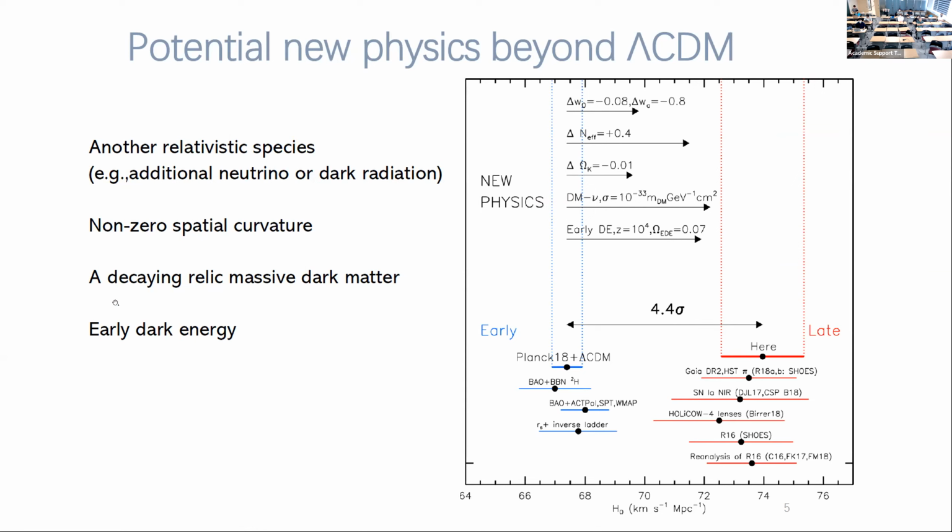The third one is considering decaying relatively massive dark matter. It can release the H0 tension, but it also will change the CMB sound horizon. The last way is early dark energy. It means adding additional dark energy in the very early universe, even before the CMB time, before the recombination time. It can release the H0 tension. We will focus on this in the next part and explain why it can release the H0 tension.